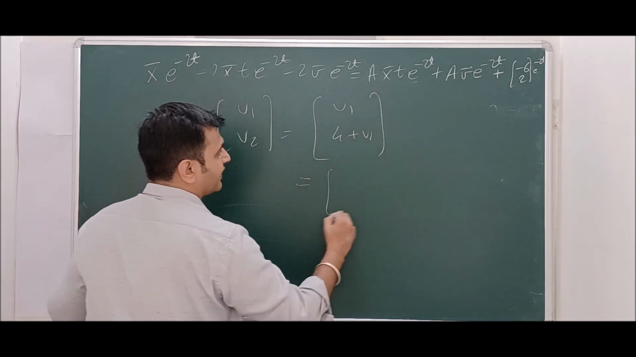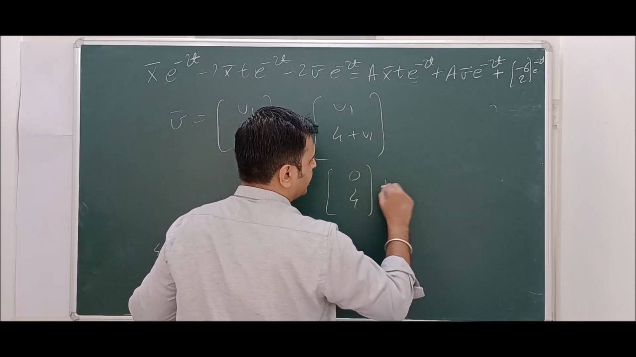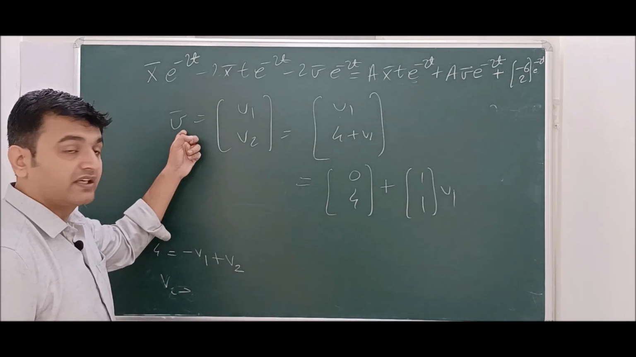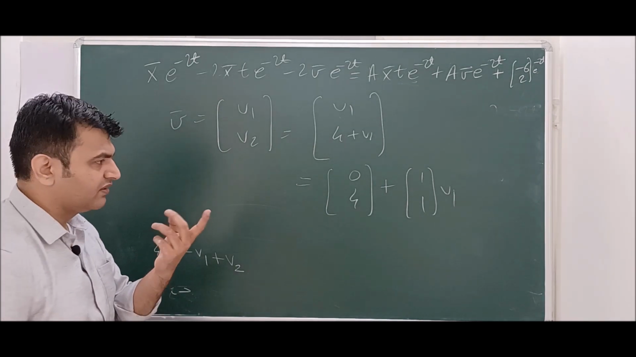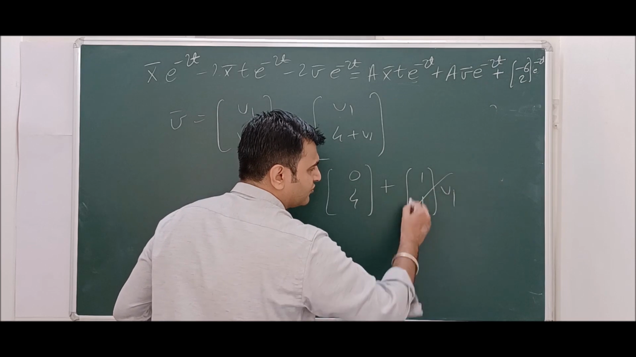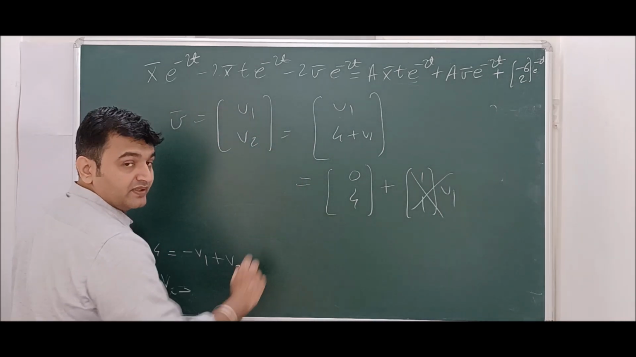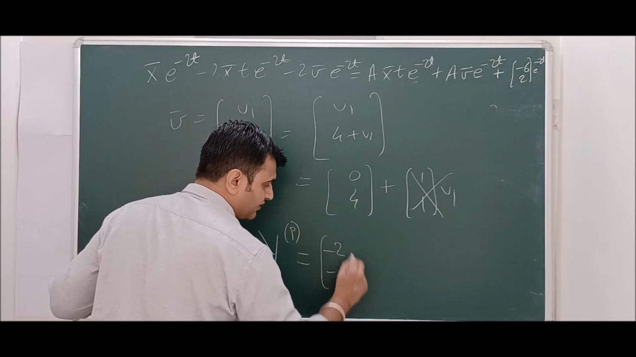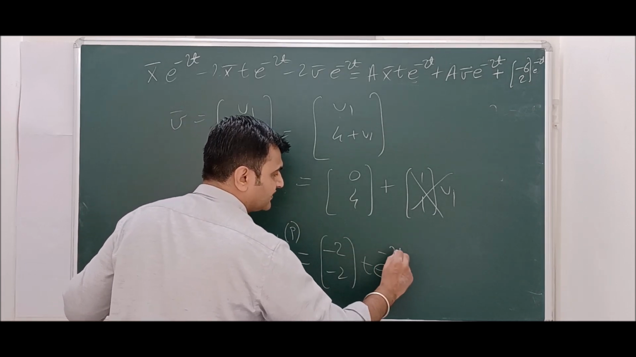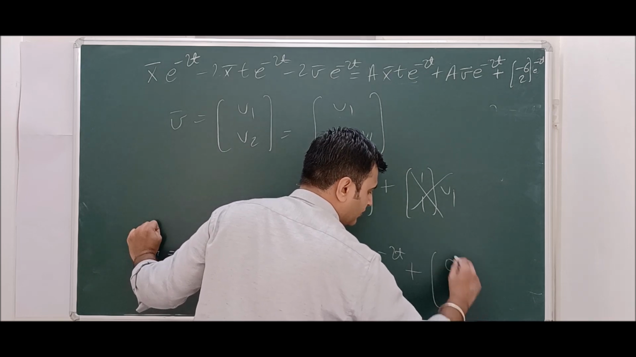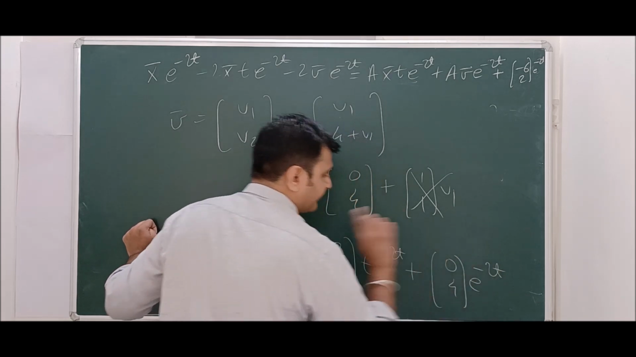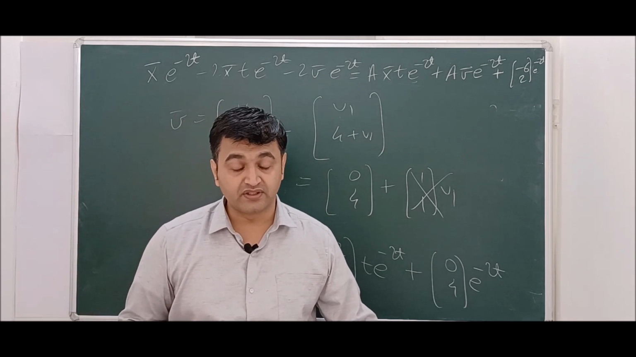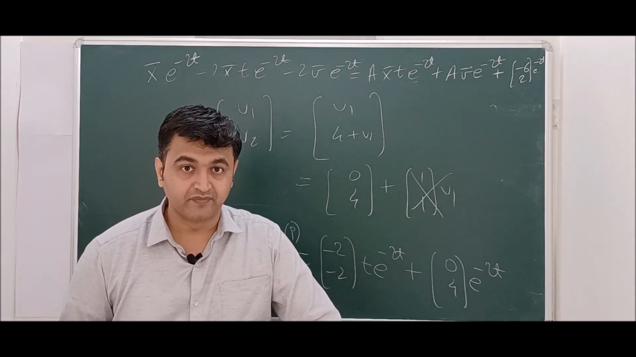So what is this v bar? (0, 4) plus (1, 1) times v1. All this will be the vectors for v bar. But we want only one v bar, so for simplicity, you can take v1 to be 0. So your v bar comes out to be this. And therefore, your yp is nothing but (-2, -2) t e raised to minus 2t plus (0, 4) e raised to minus 2t. This is what your yp is, and therefore the general solution is yh plus yp.